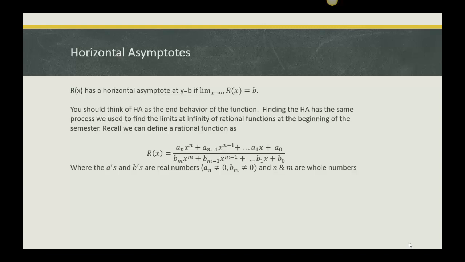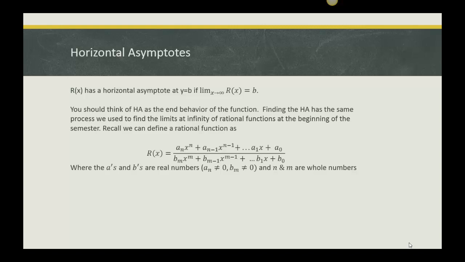Finding the horizontal asymptotes is the same process we use to find the limits at infinity of rational functions at the beginning of the semester. Hopefully it won't seem like a whole bunch more stuff to learn because it really wasn't long ago that we did it. Back when we talked about limits, we talked about rational functions, and I gave you this definition that r of x is a sub n x to the n plus a sub n minus 1 x to the n minus 1, and it kept going until we got to a1 x plus a naught. And then in the denominator, I had b sub m x to the m plus b sub m minus 1 x to the m minus 1, and so on, until I got b1 x plus b naught.